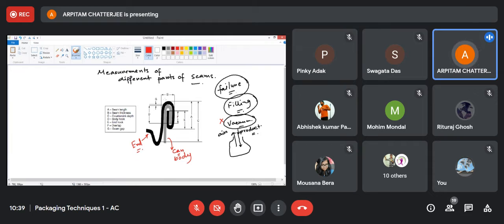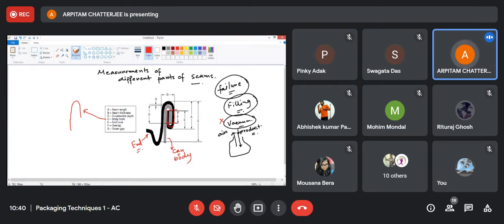So D is the body hook. As you can see, the body is taking a shape like a hook, so that is why it's called a body hook. And E is the end hook, this part is the end hook. And F is the overlap, the area where both are coming together, this part is the overlap area. And G is the seam gap, this small area where there is a gap.